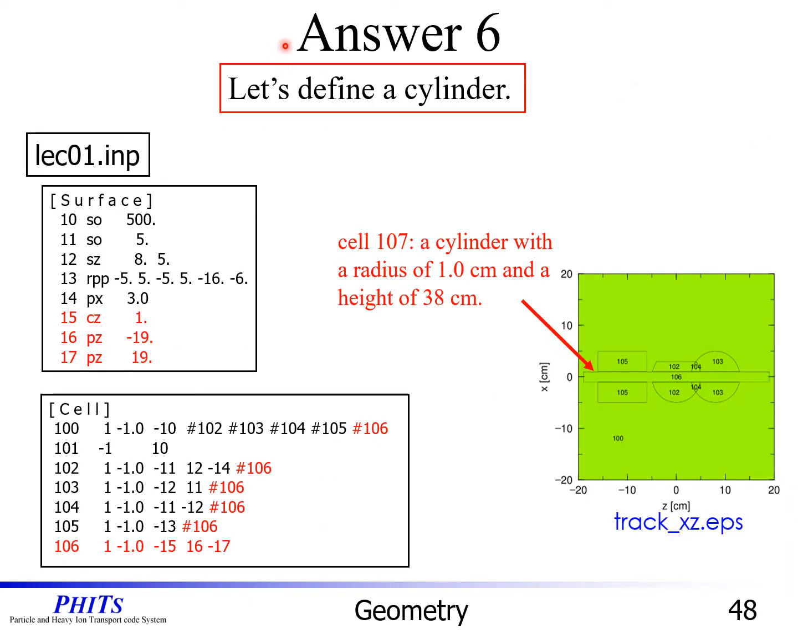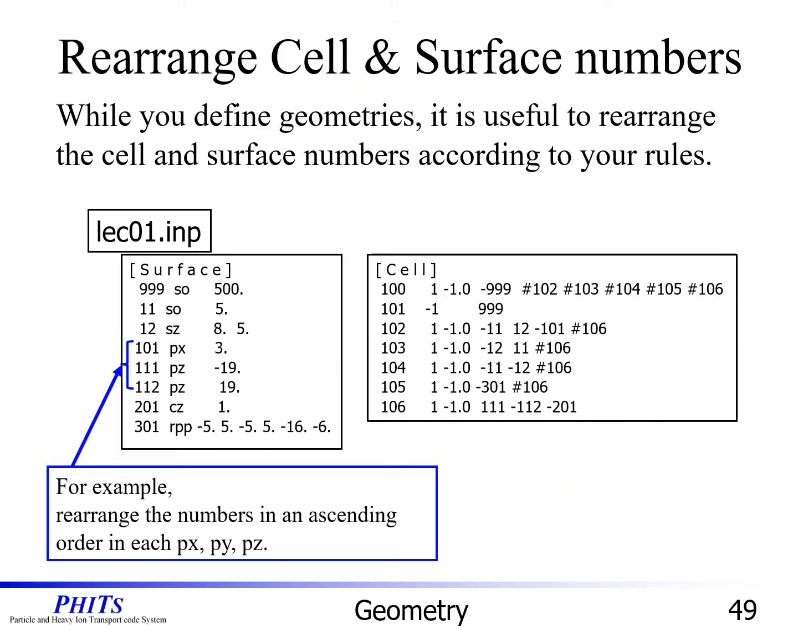Here is the answer. Cell 106 is a cylinder with a radius of 1 cm and a height of 38 cm. And the cylinder 106 pierces all regions. For cell and surface definition, we recommend to rearrange cell and surface numbers according to own rules. For example, rearrange the numbers in ascending order in each plane surfaces.